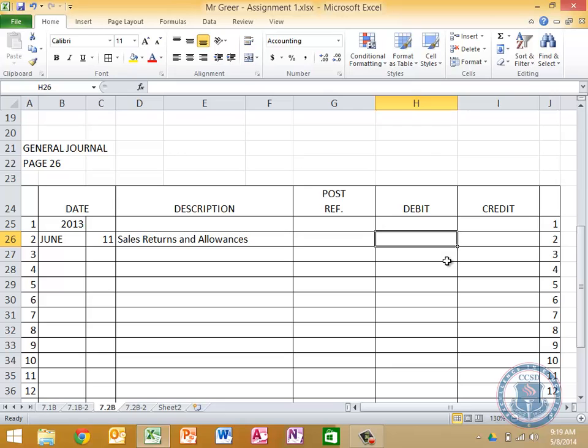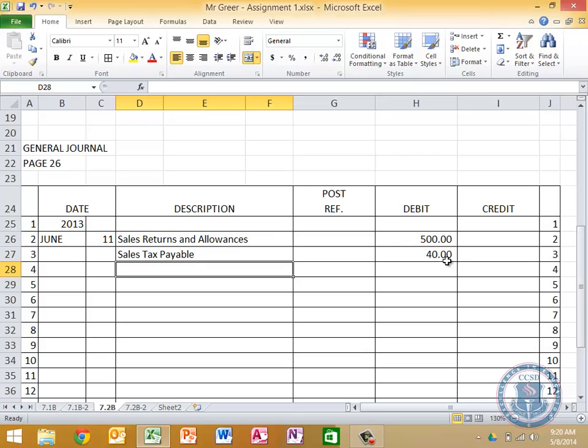$500, Laura, good job. $500. So the next one we're going to do is sales tax payable, because we don't owe this anymore. We're going to debit sales tax payable. How much? $40. Bam, good job. So we've got 40. So we should have these two debit accounts.